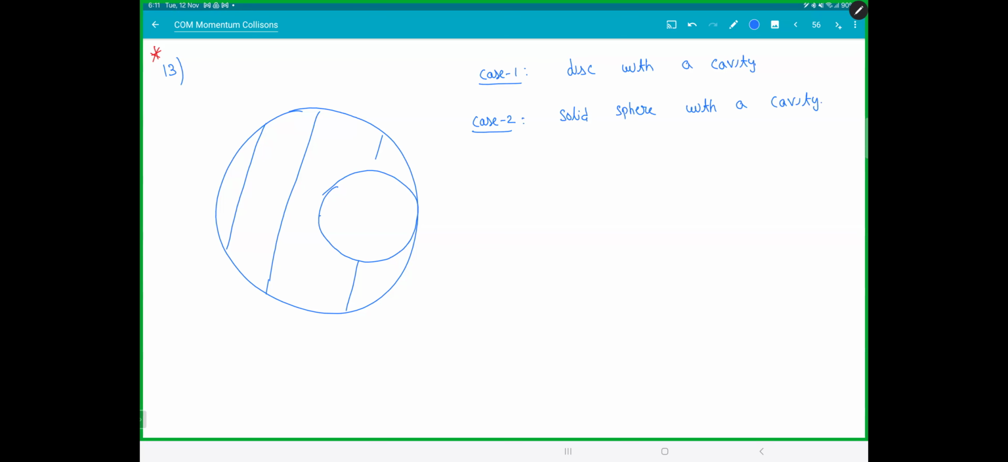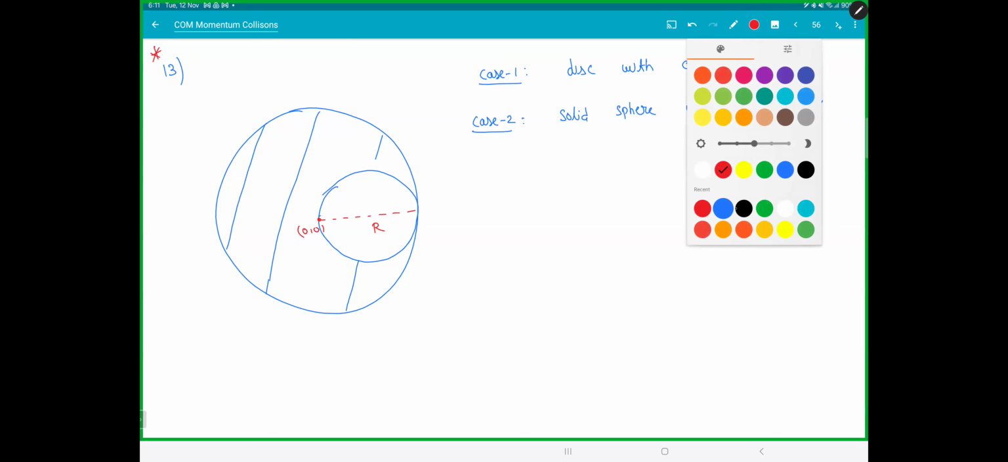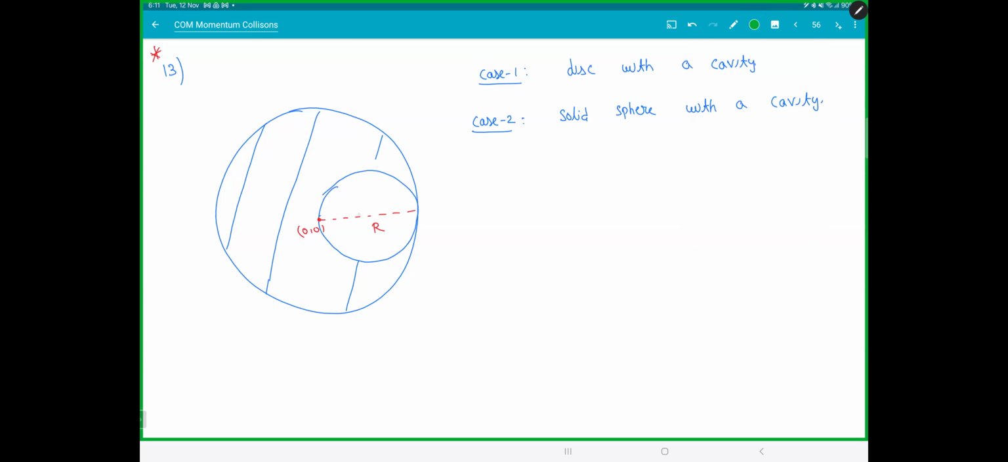First, let's try to do case one. So this point here is your center, 0, comma 0. This is your radius r. Means the cavity is exactly touching the center and the circumference. So basically, this is an r by 2 cavity. Find the center of mass. Let's do case one, disk with a cavity.